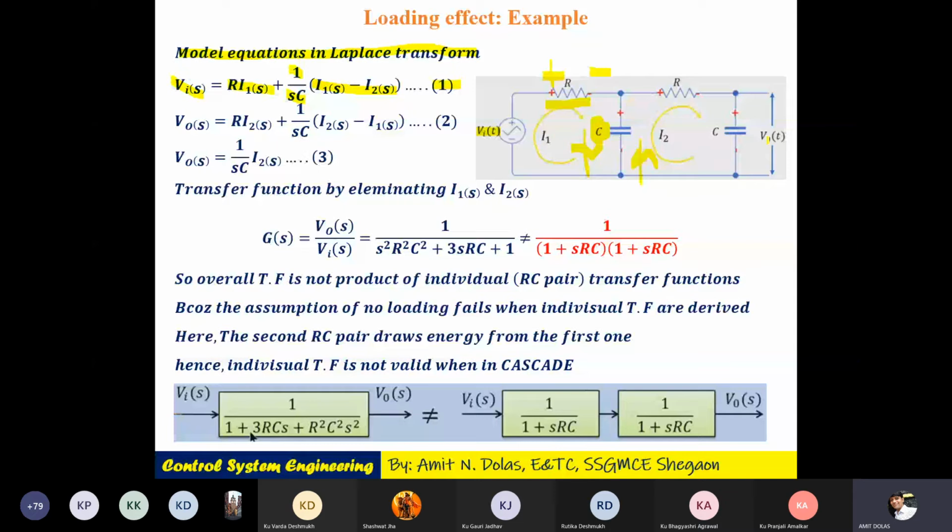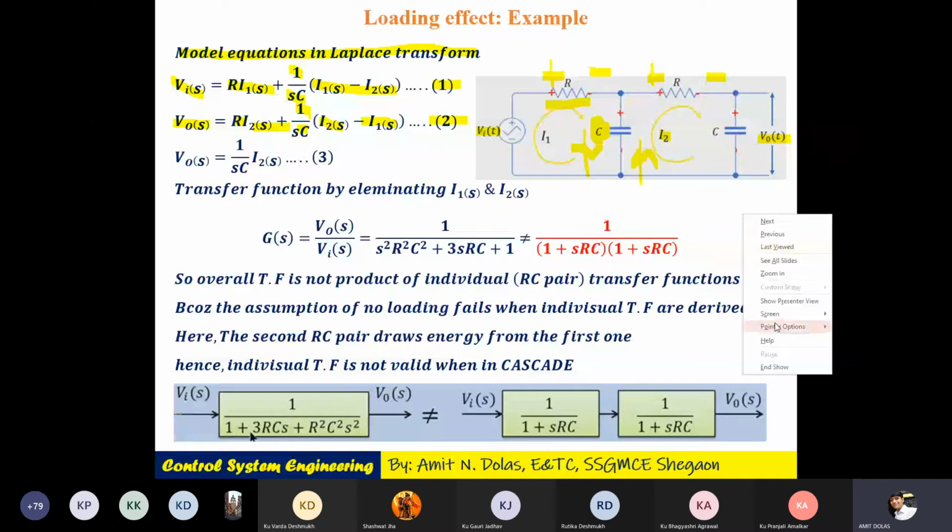Similarly, I'll go for VO of S. So VO of S will be equal to R into I2 of S. I2 is passing through this voltage, so R into I2 of S plus 1 by SC. Both currents go through here, but here the phase is opposite, so I2 has to be written first. So 1 by SC into I2 of S minus I1 of S. This is the second equation.